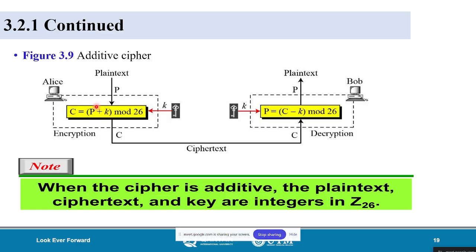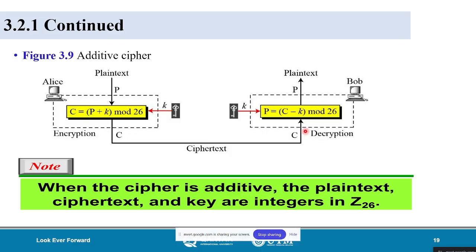P is the plain text. The ciphertext is the plain text plus the key mod 26. This is the easiest one. Thank you very much, Mr. Bowen. Now we will get the encryption and we will have the ciphertext. We will send it to Bob, and Bob will decrypt it using the decryption algorithm, and he wants to get the plain text P. How? From the ciphertext minus the key mod 26.